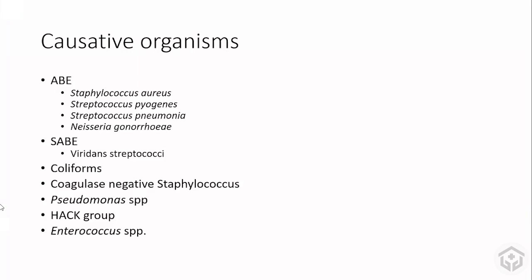Apart from these organisms, there are other organisms like coliforms, pseudomonas, coagulase negative staphylococcus, and the HACEK group. HACEK group means not a single organism. There are 4 organisms combined to form this HACEK group, that is the gram negative pleomorphic organisms, and the enterococcus. So infective endocarditis caused by these organisms is a very rare entity and we can find it in various settings also.